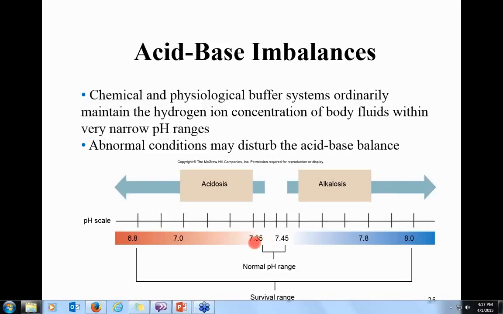Should our bodies become too acidic, acidosis, our pH will drop, and our survival range is to a pH of about 6.8. Should our bodies become alkaline or basic, our pH will rise, and humans can survive to a pH of about 8. So again, even the survival range is very limited.